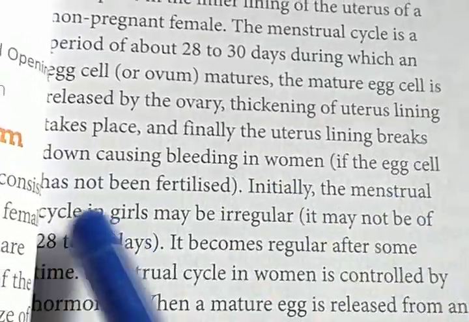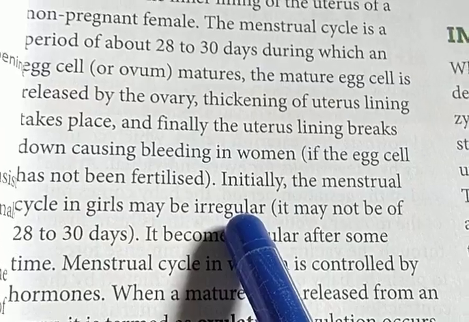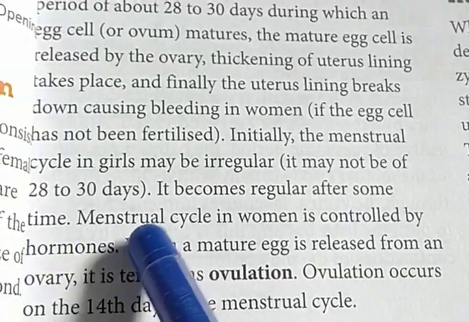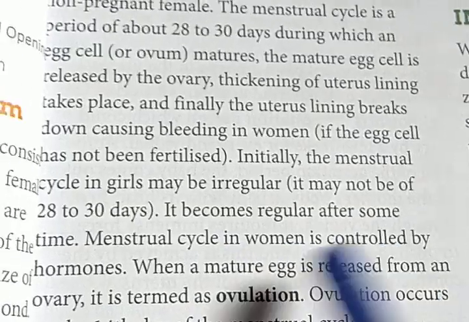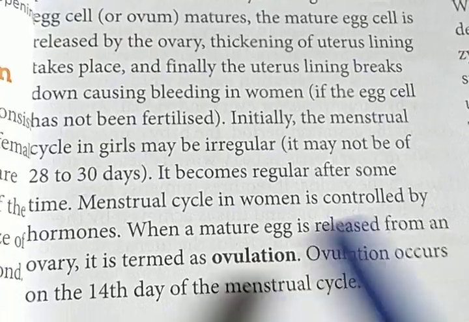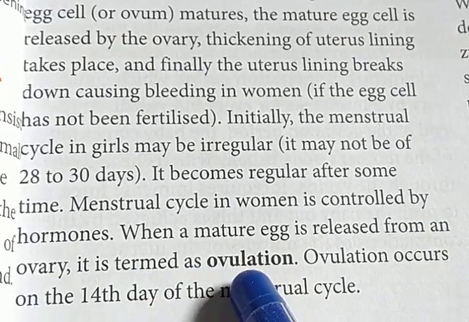Initially, the menstrual cycle in girls may be irregular. It becomes regular after some time. The menstrual cycle in women is controlled by hormones. When a mature egg cell is released from an ovary, it is termed ovulation.